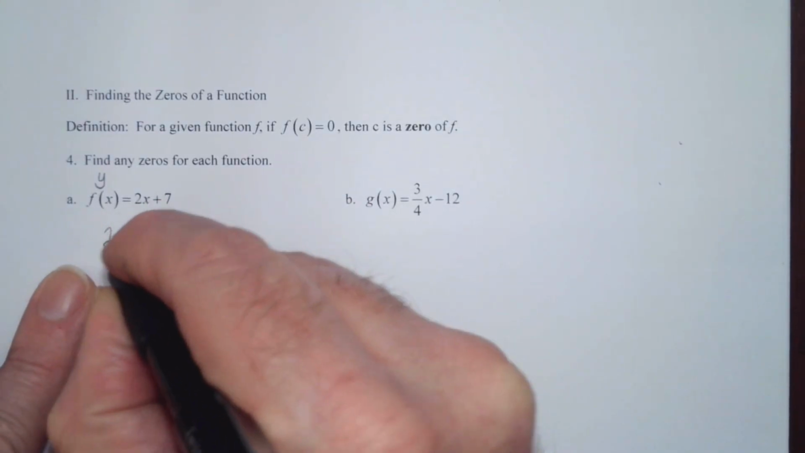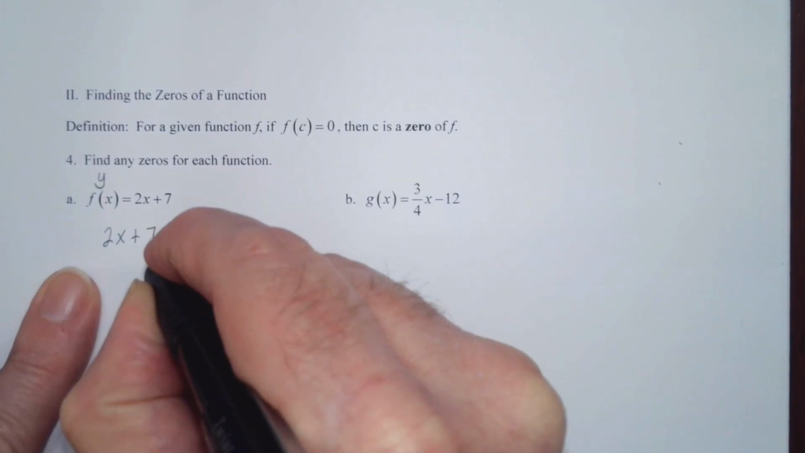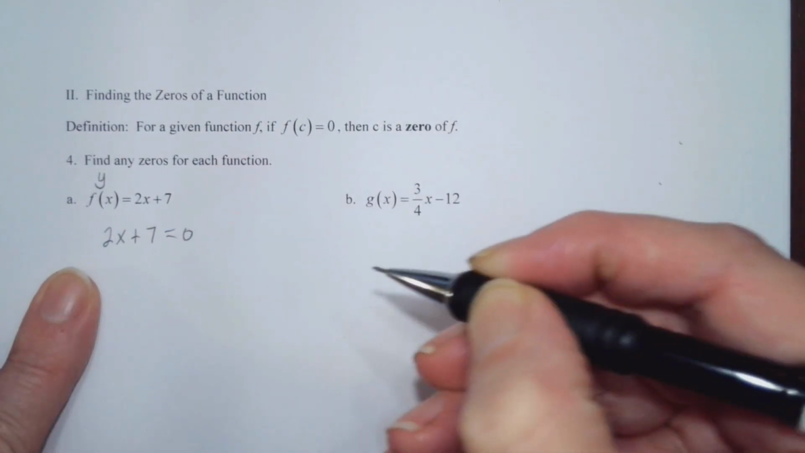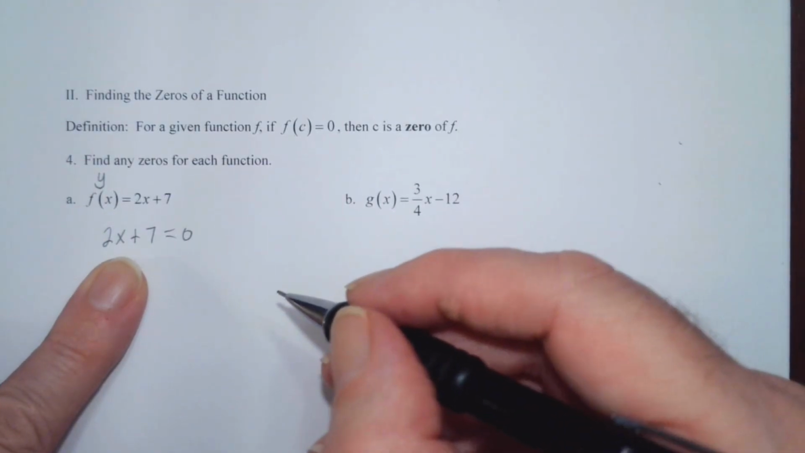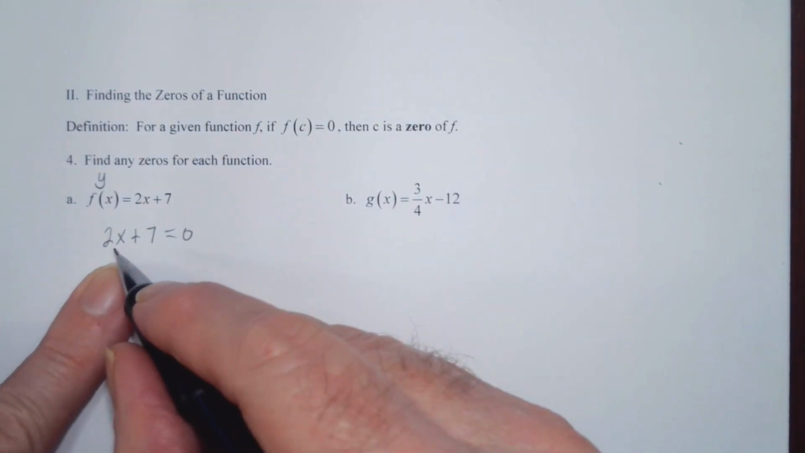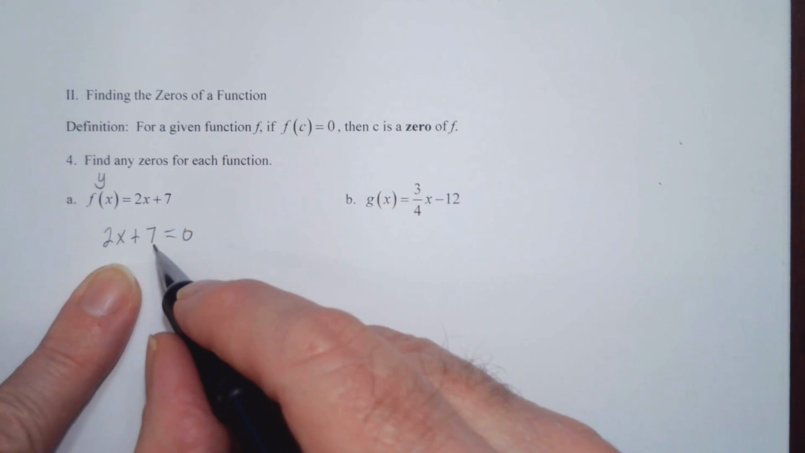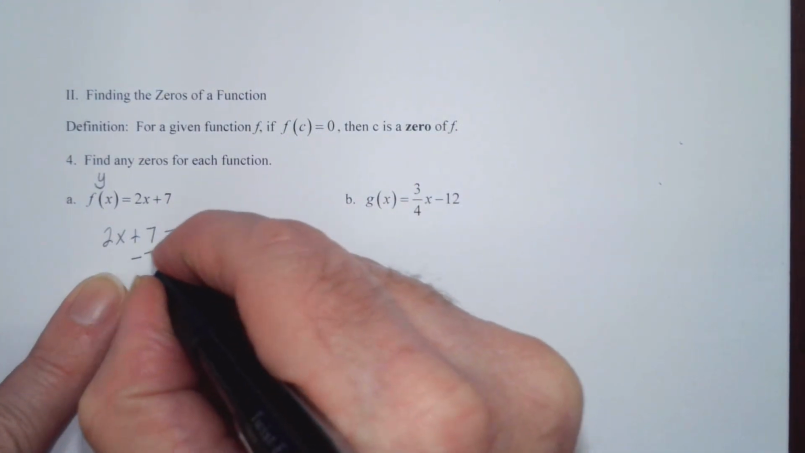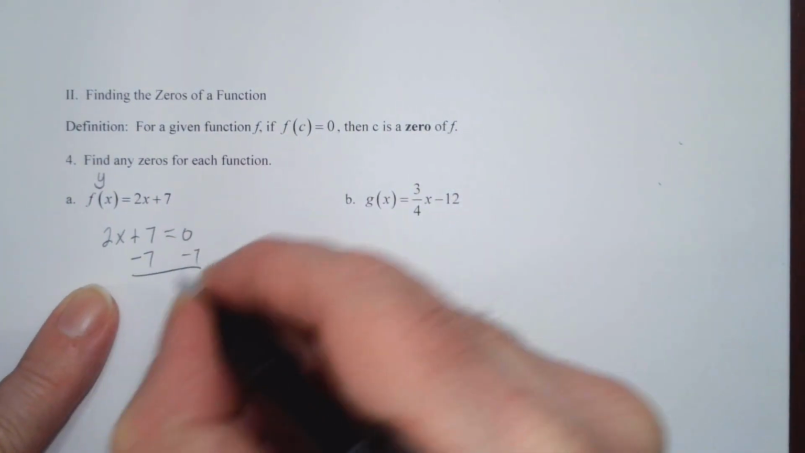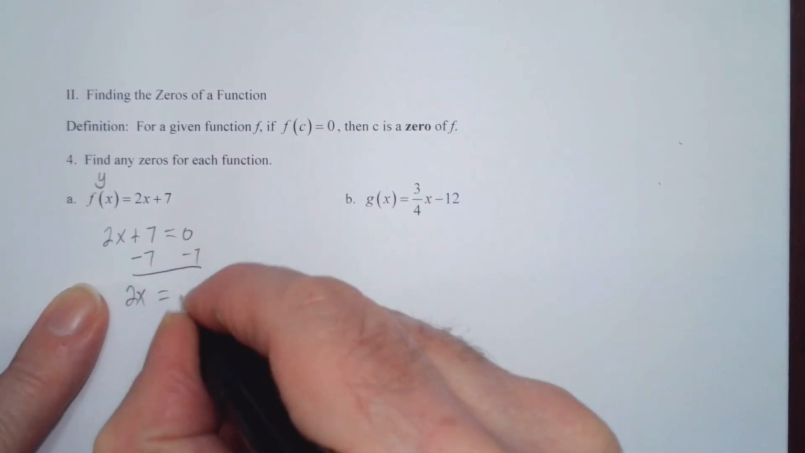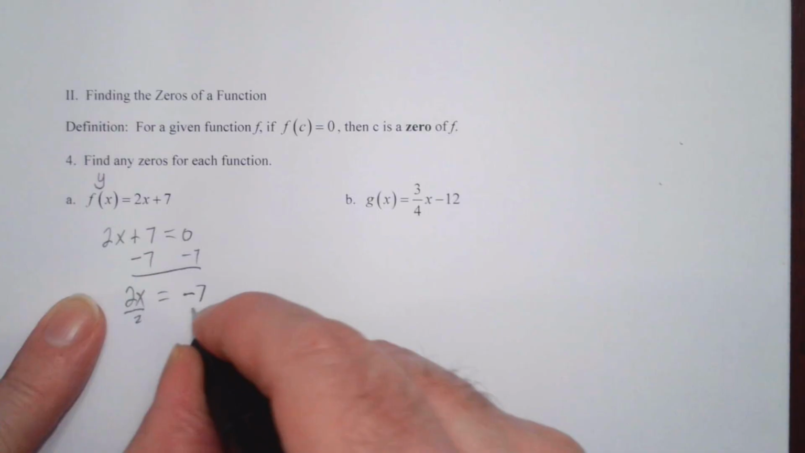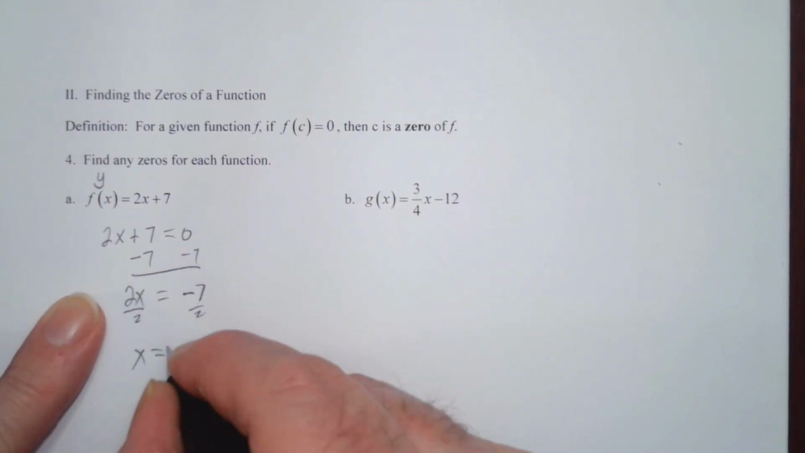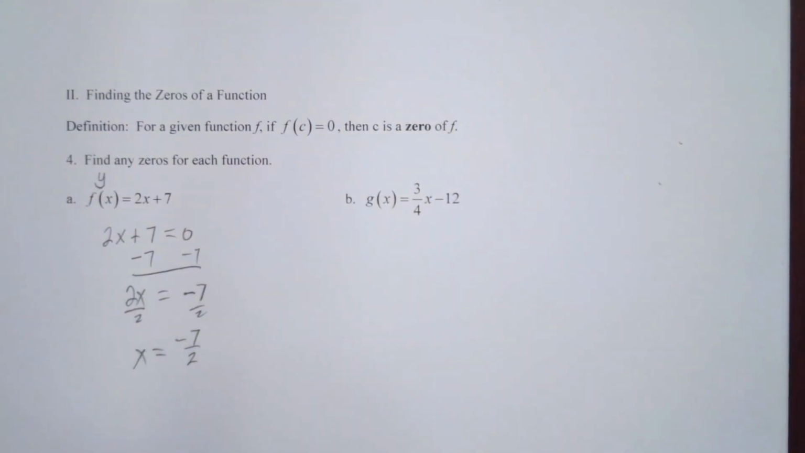So what we do is we actually set the function equal to 0. So if I'm trying to get x by itself, notice this is a two-step equation. I'll need to divide by 2. I'll need to subtract 7. We always add or subtract first. So we get 2x is equal to negative 7. I need to divide by 2 next. And so x is negative 7 halves. And so this is my 0.